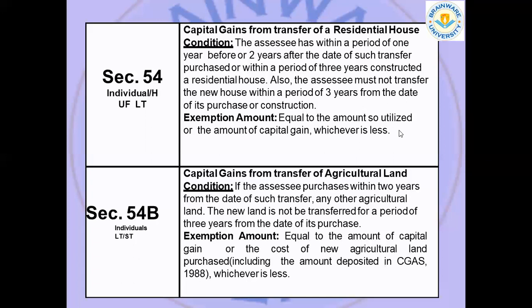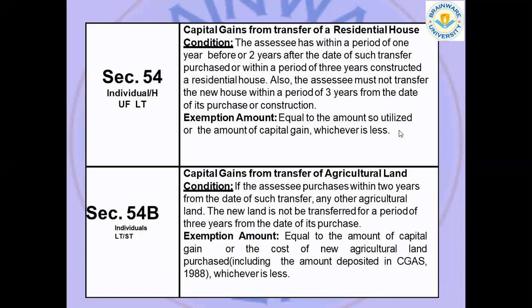In that case, the exemption will be the actual capital gain arising or the price of the new property, whichever is less. Suppose the capital gain is 10 lakh and the property you are purchasing costs 13 lakh. Between 10 lakh and 13 lakh, the minimum amount is 10 lakh. So the full amount of capital gain, 10 lakh, will be exempted. Now what will happen if your capital gain is 10 lakh and the price of the property is 7 lakh? In that case, you will get the deduction up to rupees 7 lakh. It means 3 lakh will be taxable under income tax, under the head income from capital gain.